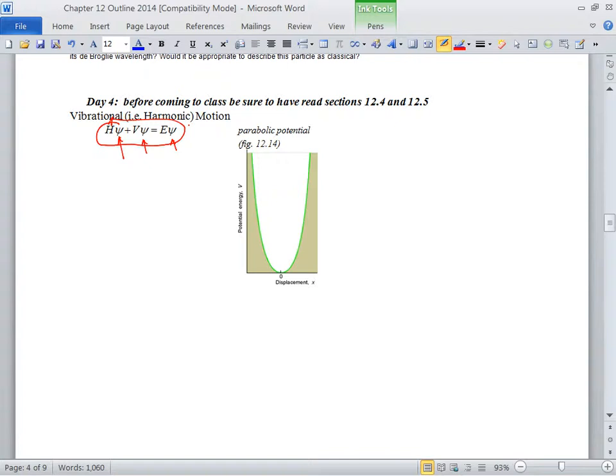The eigenvalue, Gloriana, is what? Is it e to? It's E. It's just E, right? And what's E, Jeff? Energy. And there's some different expressions for energy. We already had some in the last class period.